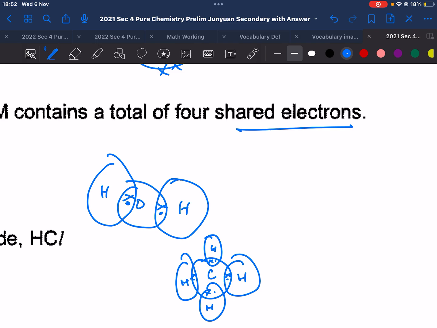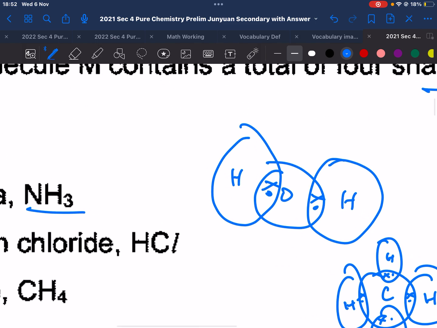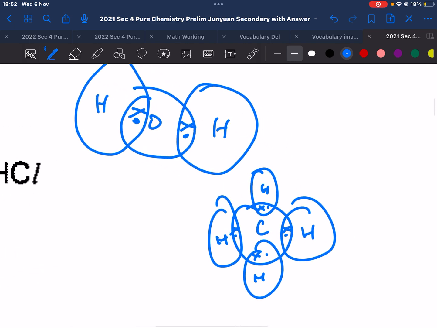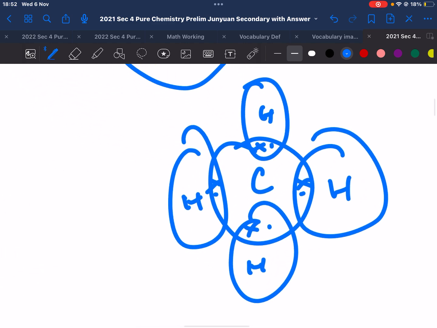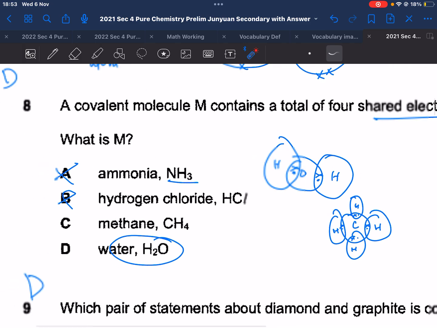Because this is O-level chemistry. Again, how many shared? It has 4 shared, so the answer should be hydrogen. Okay, this has 1, 2, 3, 4, 5, 6, 7, 8. This has 8 electrons shared. You see, this is 1, 2, 3, 4, 5, 6, 7, 8. Okay, so the answer should be D, water.